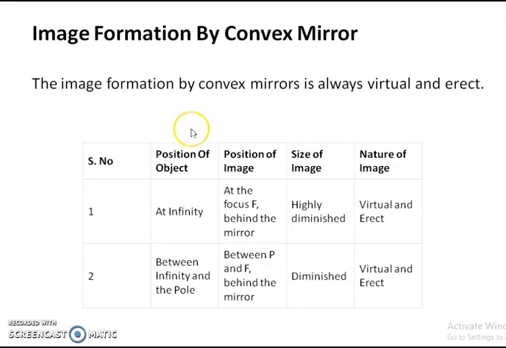Now depending upon the position, at infinity, if the object is kept very far, then the image size will be very small, that is called highly diminished, and nature of the image will be virtual and erect. And if it is kept a bit closer, then also the image size will be diminished but virtual and erect. So that's why the image formation by the convex mirror is always virtual and erect.